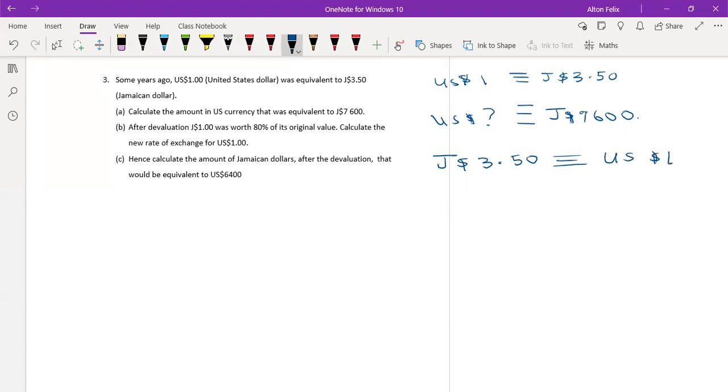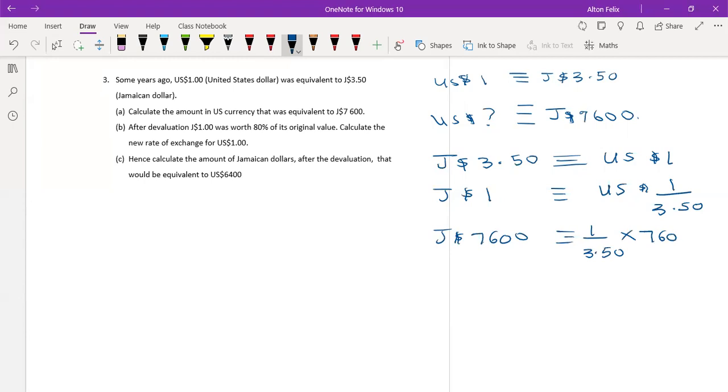So one Jamaican dollar will be equivalent to US, and take the 1 and you divide it by 350. So now we have to find out what is Jamaican $7,600, and that will be equivalent to 1 over 350 multiplied by 7,600.